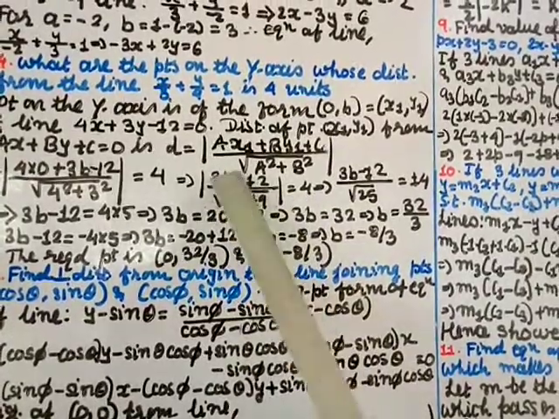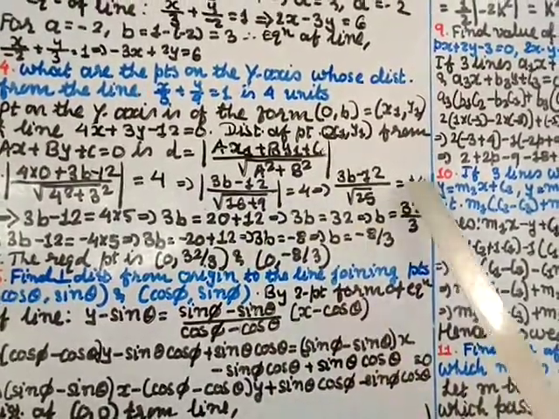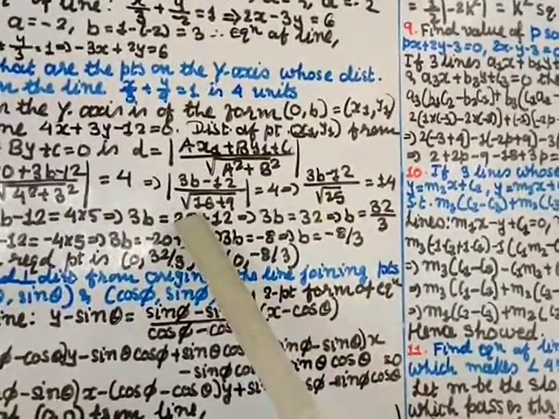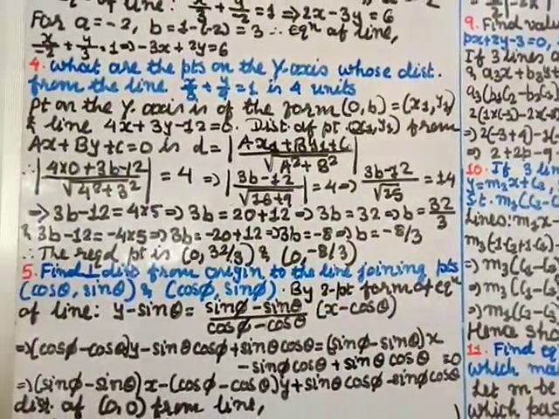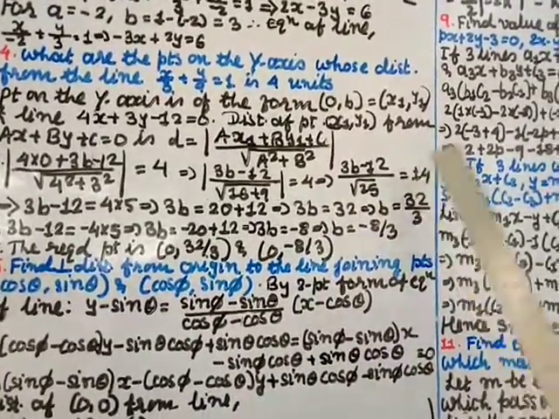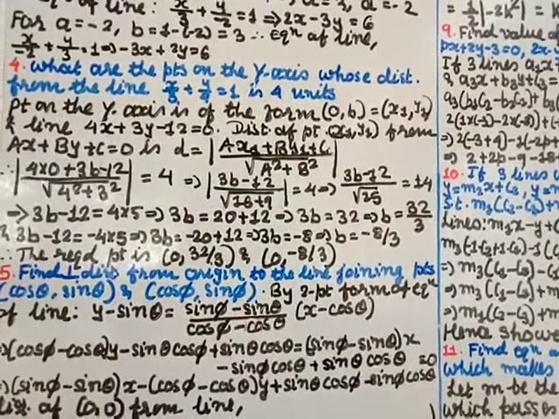Okay, now if you remove this modulus, this 4 can be written as plus or minus 4. This 3b minus 12 as it is, divided by square root of 16 plus 9 gives you 25. The square root of 25 is 5. Okay, so let us take first positive 4, then we'll take the negative 4 and find the point.